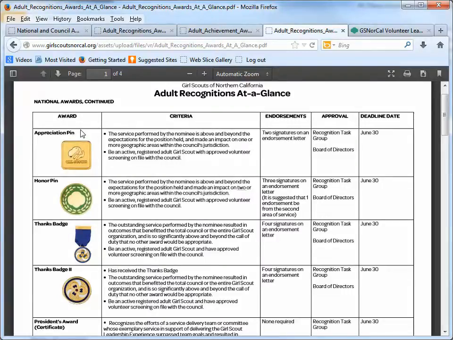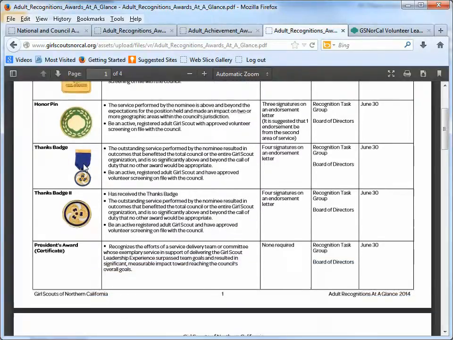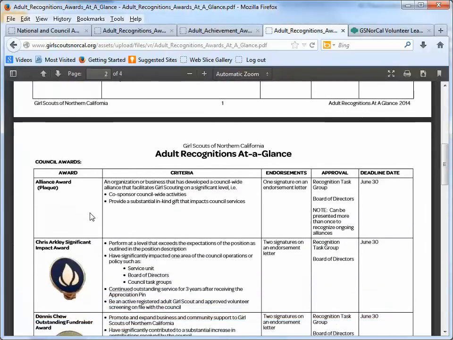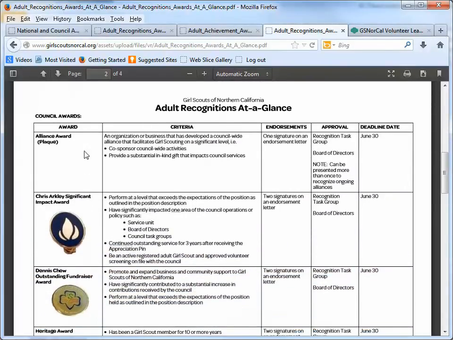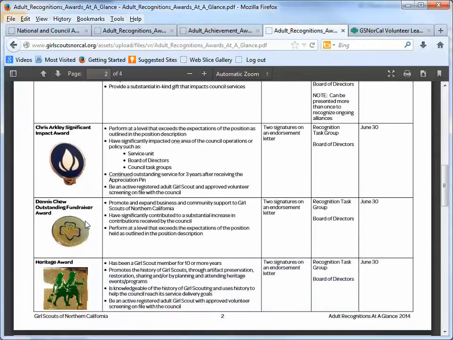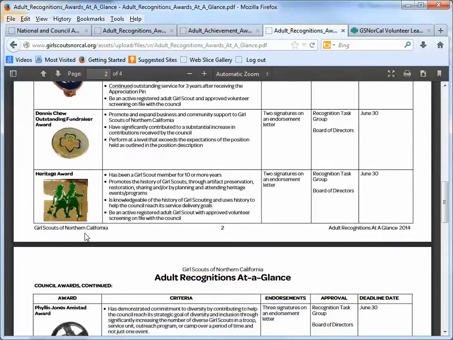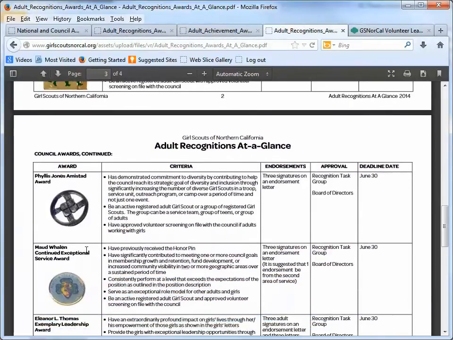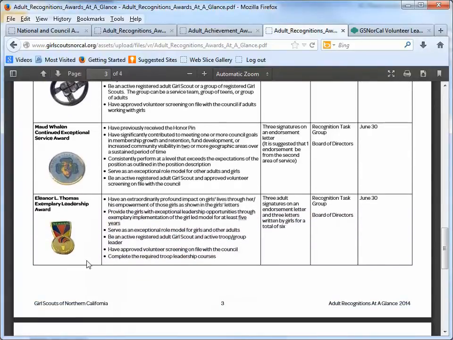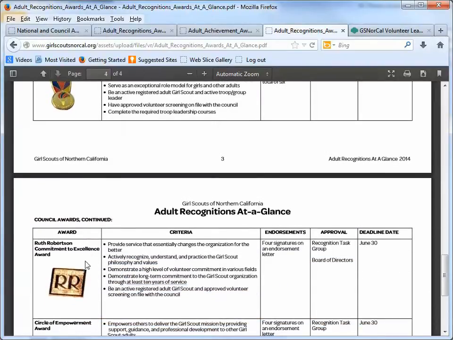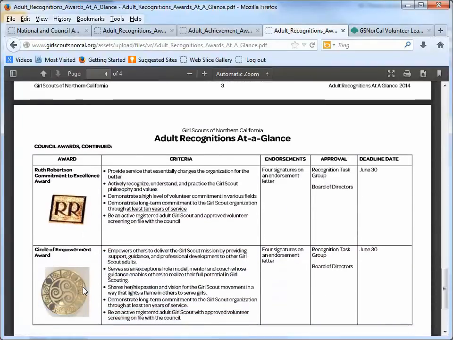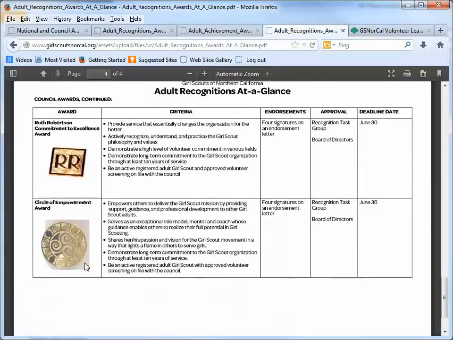In addition to the national awards, we also offer council awards through Girl Scouts of Northern California. These awards include the Alliance Award, the Chris Arkley Significant Impact Award, the Dennis Chu Outstanding Fundraiser Award, the Heritage Award, the Phyllis Jones Amistad Award, the Maud Whalen Continued Exceptional Service Award, the Eleanor L. Thomas Exemplary Leadership Award, the Ruth Robertson Commitment to Excellence Award, and the Circle of Empowerment Award.